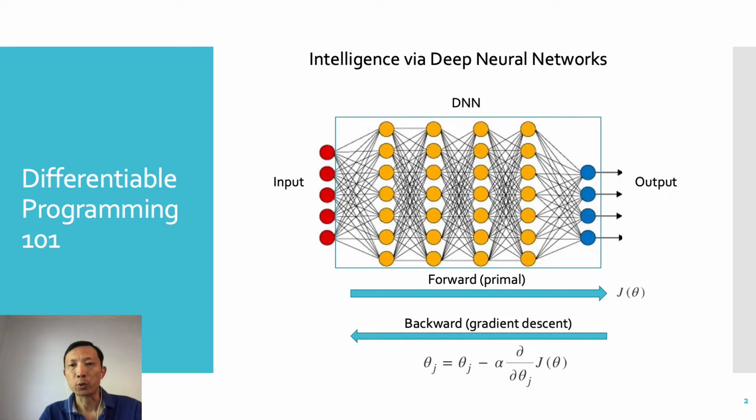We know that when training a deep neural network, there is a forward path from input to output. It is also called the primal path. There is also a backward path which computes the gradients of the DNN parameters so that the parameters can be adjusted through gradient descent. Note that the DNN is essentially just a parametric function, and there is no reason why such a training process can be applied only to DNN.